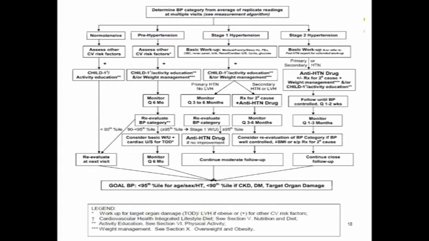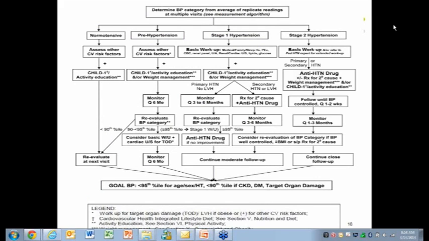So this is the NHLBI's rather complex chart, at least I think, algorithm that they've recommended in terms of follow-up. I don't want to get into too many details here, but essentially if they're normotensive, you can assess other cardiovascular risk factors, give them dietary advice, and then reevaluate them. And as you move from normotensive to stage 2 hypertension, the degree of evaluation and treatment becomes much more intense. So again, with prehypertension, you assess cardiovascular risk factors.